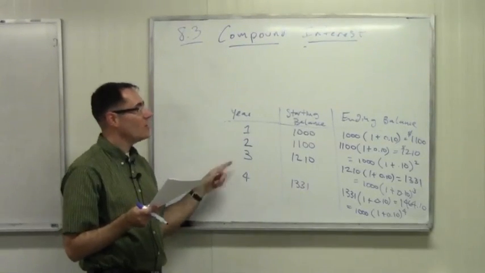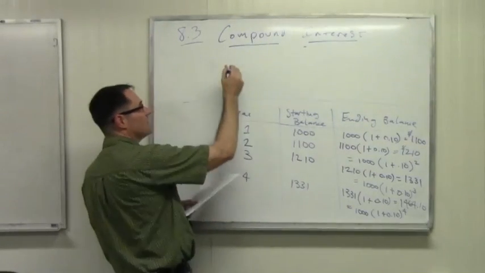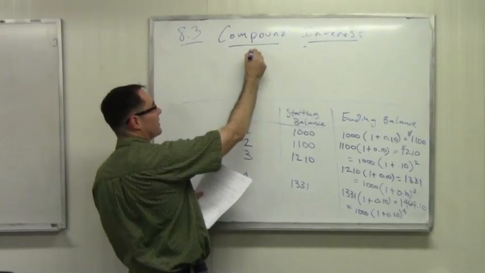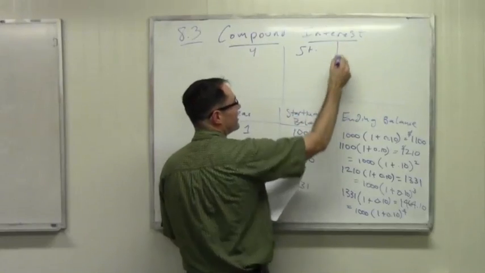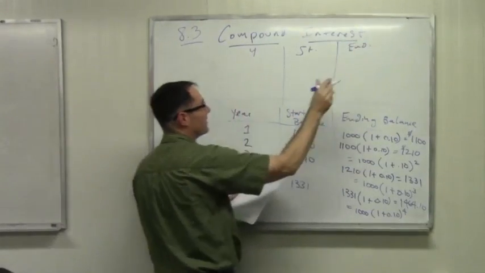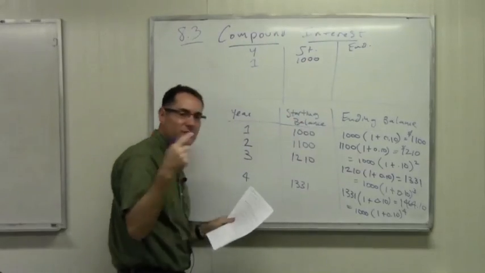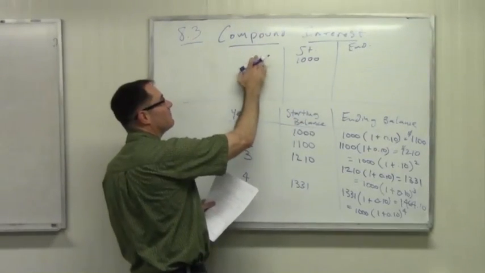So let's just do the same sort of thing here. I won't do that many months. But if we did after year one, same thing. Year, starting balance, and then ending balance. After year one, you start with $1,000. But this is not years anymore. This is now months.